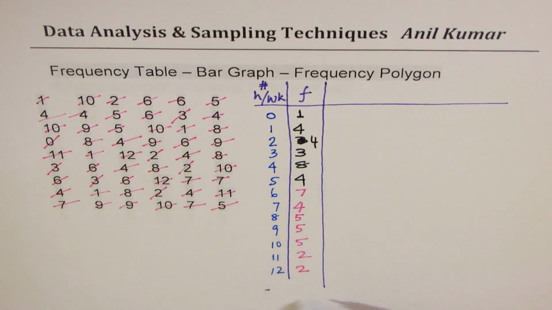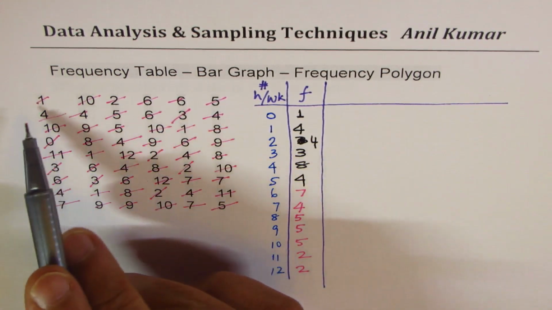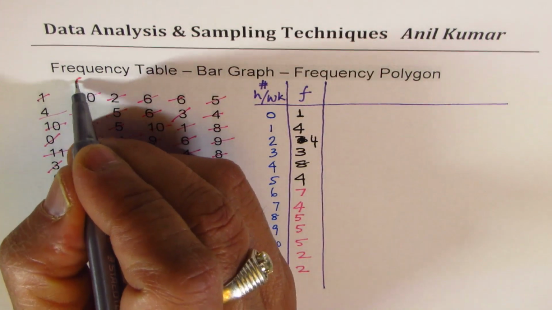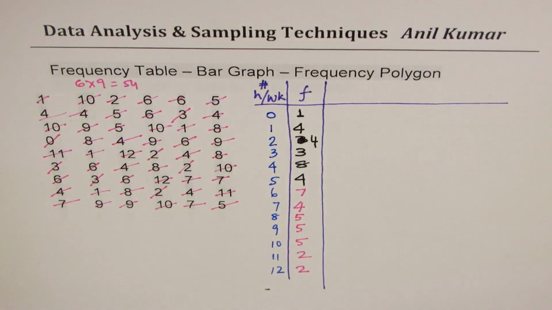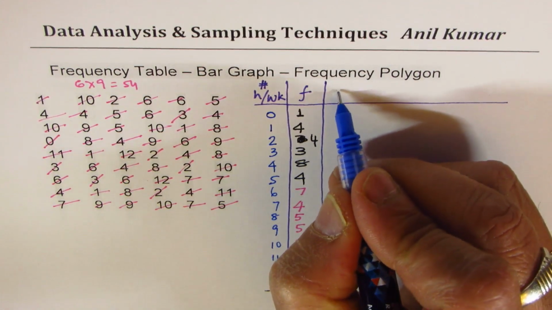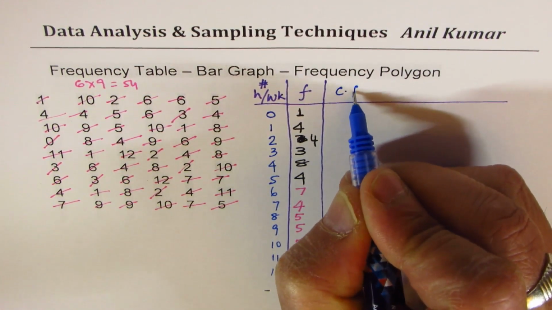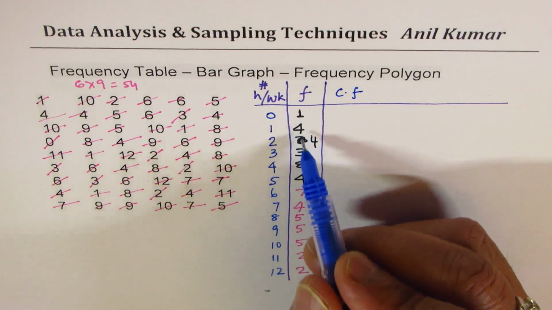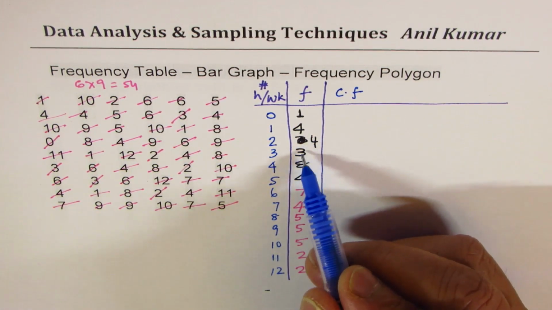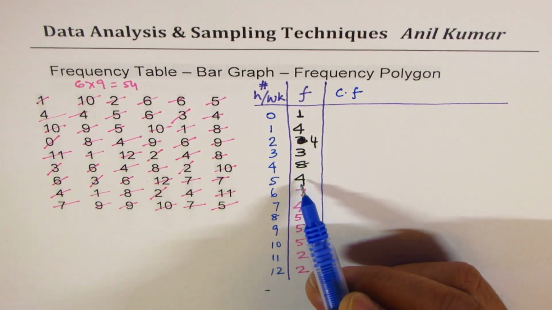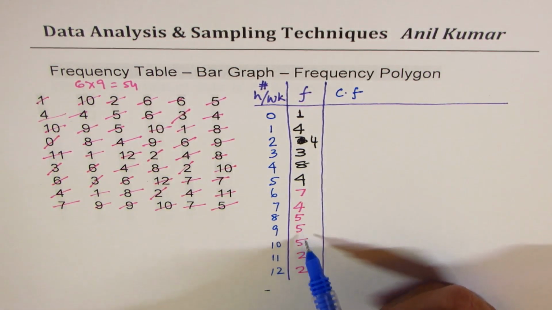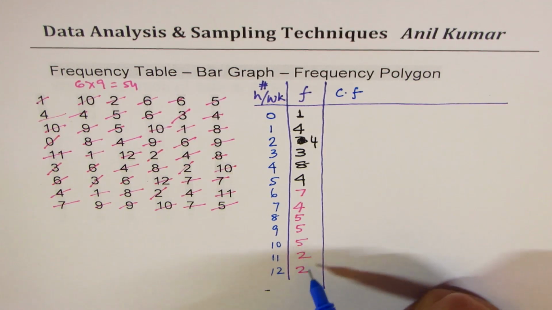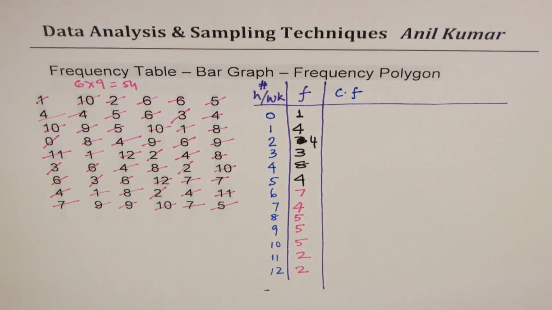So we have taken care of all the numbers. We know there are 54 of these, right? 6 times 9 is 54. Let's count. An easy way is that we can actually make a cumulative frequency chart here. So let's say cumulative frequency. When we count, 1 plus 4 is 5, 5 plus 4 is 9, 10, 11, 12, 20, 24, 31, 35, 40, 45, 50, 52, 54. So that is perfect. So we have 54, correct?